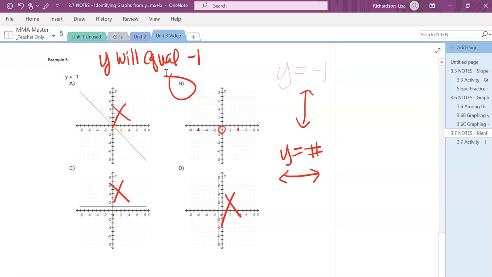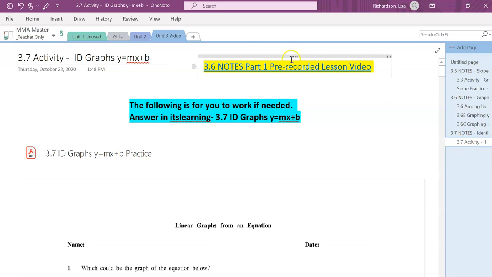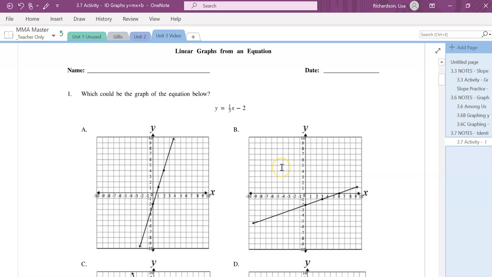You will then go to your activity. So here is your activity. Okay, I have a pre-recorded video lesson for the first set of notes we did, and I'll put this set in here as well. And the following is to work if you needed, so you're going to want to work it on here probably, and then go answer it in It's Learning, okay? So when you go over here, and these are exactly like this in It's Learning, you are simply going to interpret on the graph.